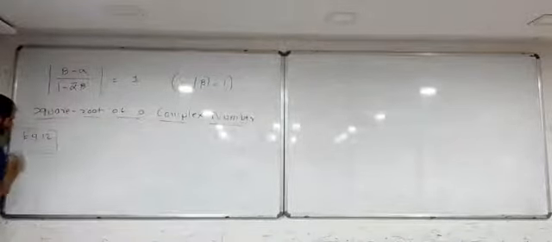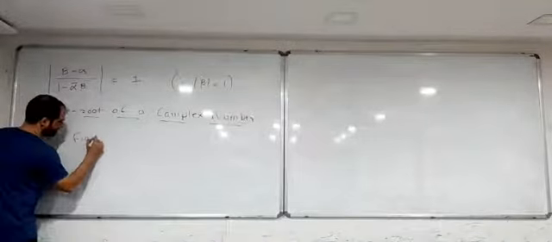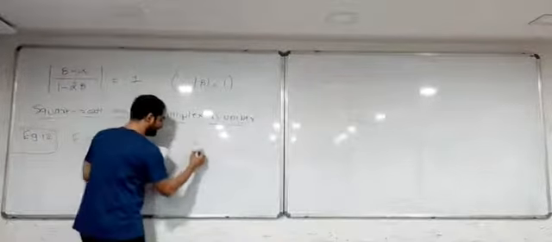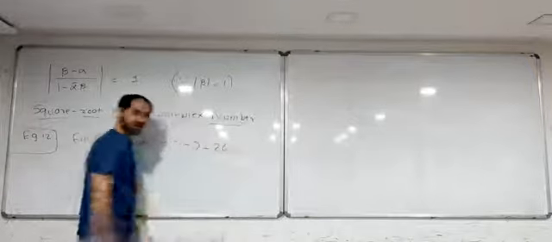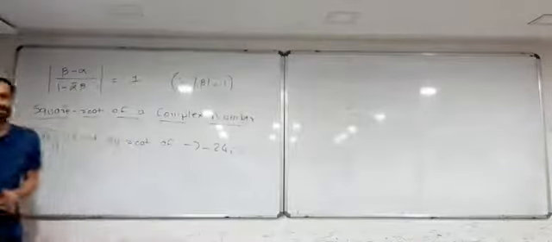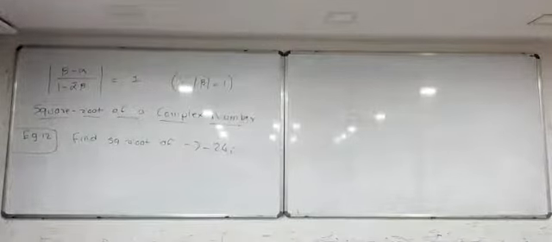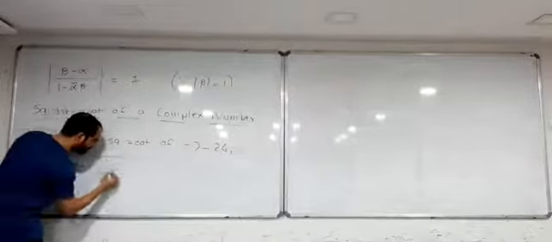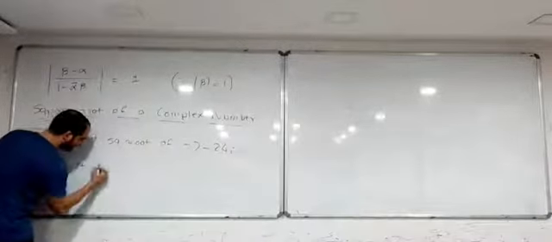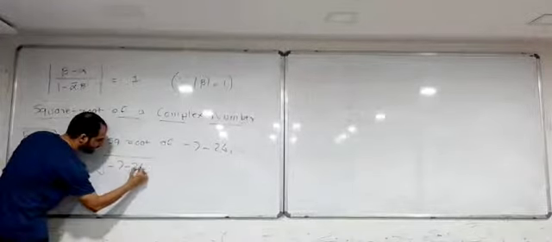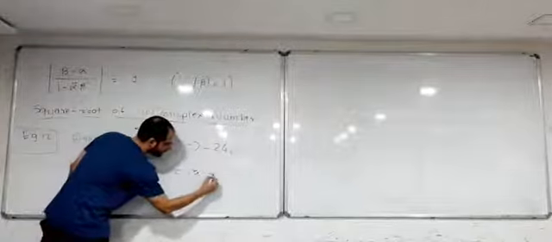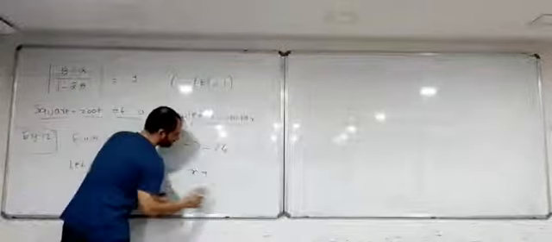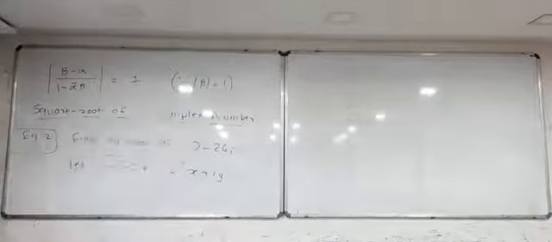Example 12 question है, find the square root of -7 minus 24i. कॉम्प्लेक्स नंबर कौन सा है? इसका स्क्वायर रूट ढूंढना है. -7 minus 24i. तो सपोज let square root of -7 minus 24i is equal to x plus iy. ये कॉम्प्लेक्स नंबर है तो उसका स्क्वायर रूट भी कॉम्प्लेक्स नंबर ही होगा. तो सपोज इसका स्क्वायर रूट इज x plus iy.